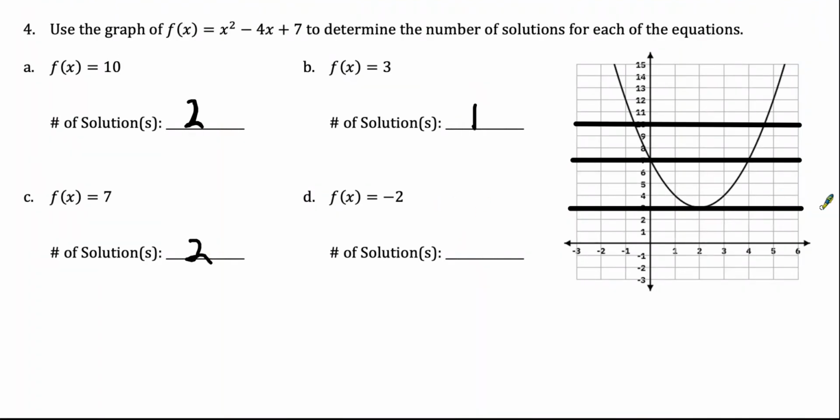And then finally for D, if I draw a horizontal line at -2, right, how many times do I hit my graph? Well, none, right? My graph does not go down that far. So in this case, there are 0 solutions.